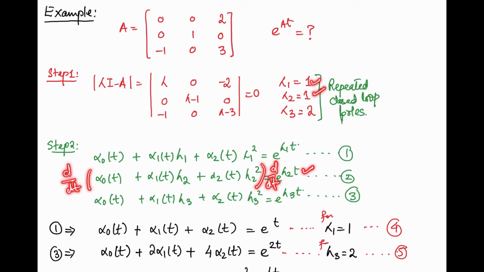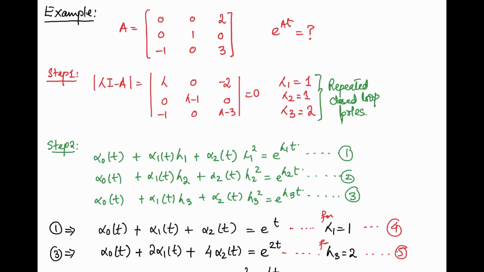If you have distinct poles, you will just solve these equations to find the values of alpha naught, alpha 1 and alpha 2, and then use these values to find the state transition matrix. But if there is a repeated pole, you will have to modify one of the equations by taking the derivative on both sides, and with the help of that equation you will find the values of alpha naught, alpha 1 and alpha 2, and set up the state transition matrix. Okay, so we have determined the eigenvalues.